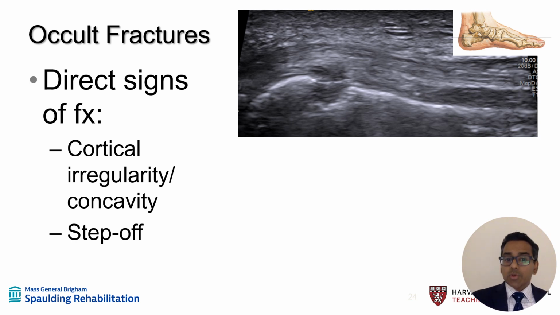Now, when we look with ultrasound, what we notice here is the nice hyperechoic pattern of the base of the fifth metatarsal, and then there's a little area which looks quite abnormal. This is a cortical irregularity or a step off, and whenever we see that, that's a direct sign of an injury to the bone. Notice there's also a little hypoechoic signal around it, suggesting some surrounding edema.